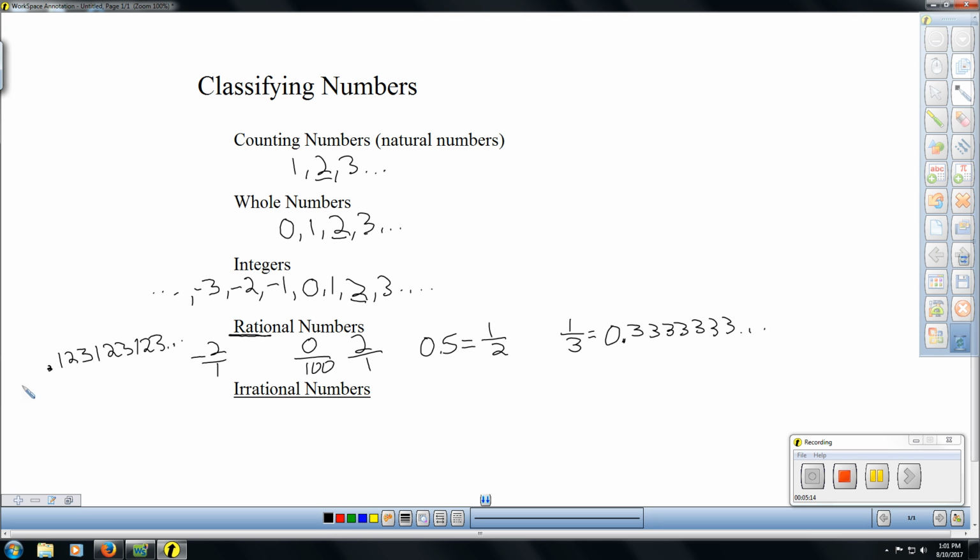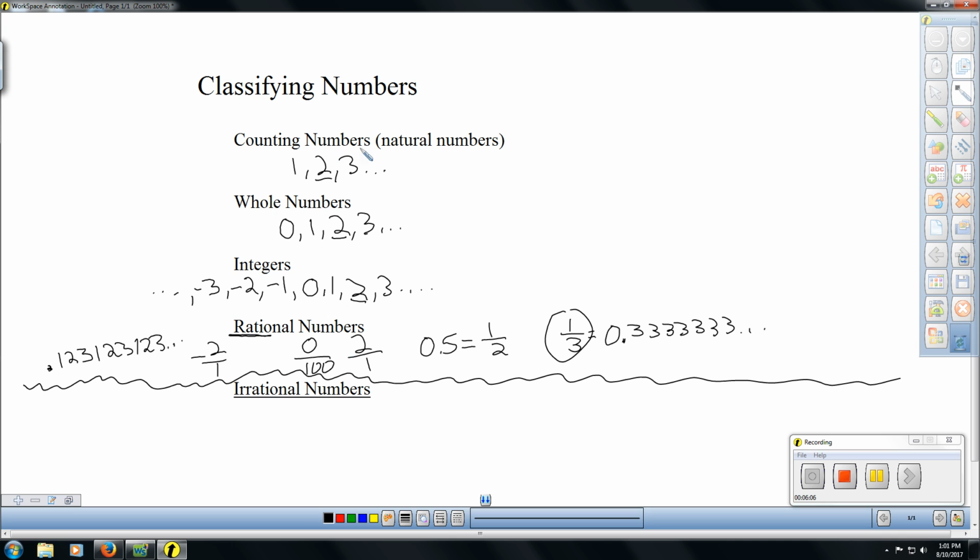Now I'm going to draw a line here. So far, all of the numbers that we've talked about here are somewhat related, okay? Counting numbers go with whole numbers, which fit into integers, and integers can fit into rational, but notice not necessarily the other way around. There are some rational numbers, for example, like 1/3, that will not go back into integers or back into whole or back into counting.